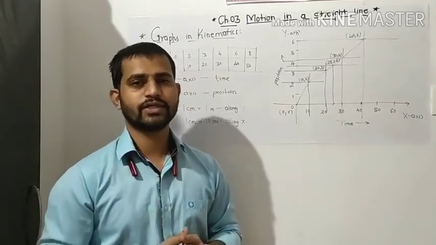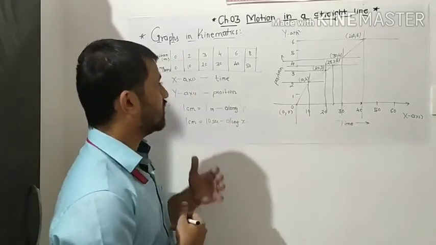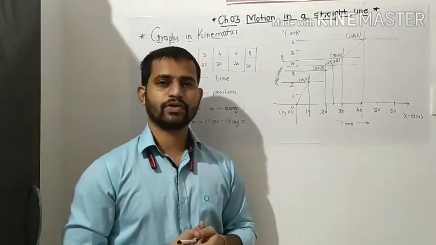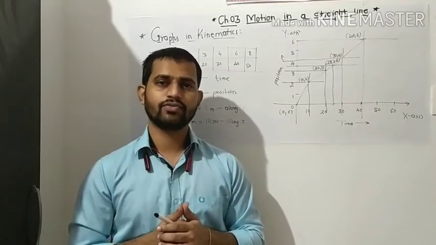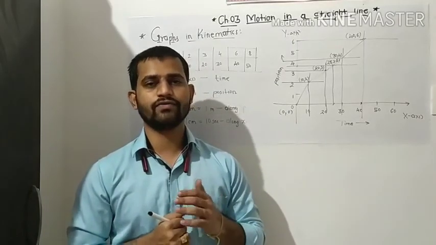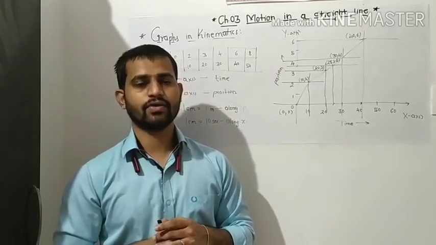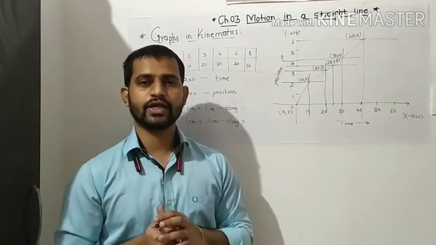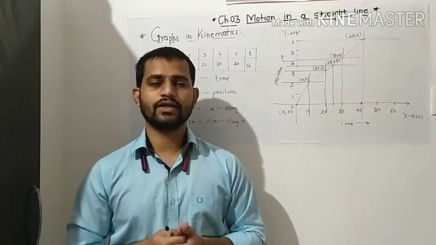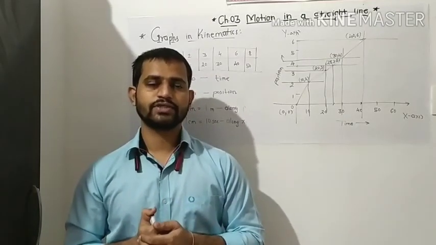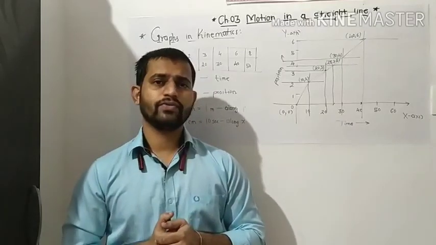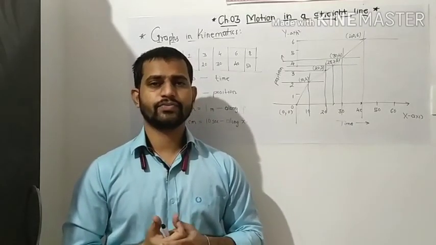So that's why graphs in mathematics are very important. You must know how to draw a graph, and if you have the idea to draw a graph for the particular readings, you can directly get the relation between those physical quantities. So that's why this pictorial view is very important in the case of physics.